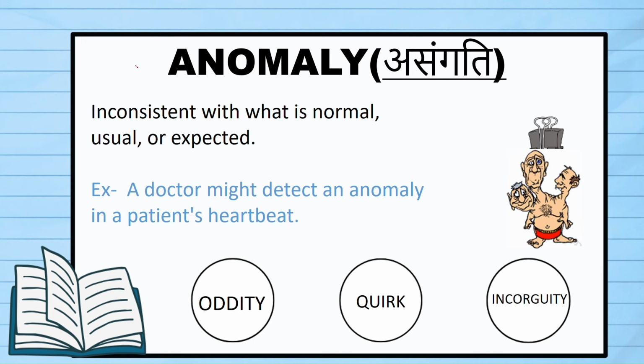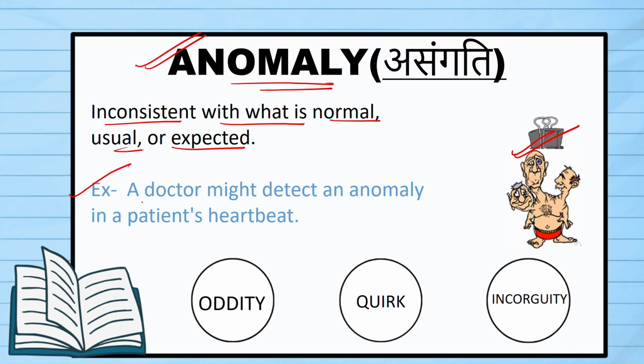Next, we have the word anomaly. Anomaly means inconsistent with what is normal, usual, or expected. When something is different from the normal or from what is going on, and it is a little bit different, then we call it an anomaly. Here, the image will convey the same meaning very easily. So, if you see a person with 3-4 heads, that is very abnormal. That kind of thing is very inconsistent with the normal. Here, you could use the word anomaly.